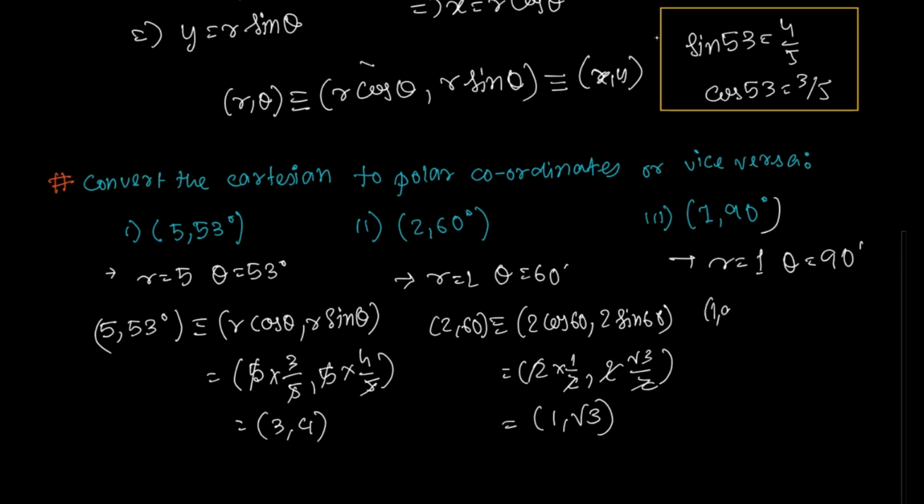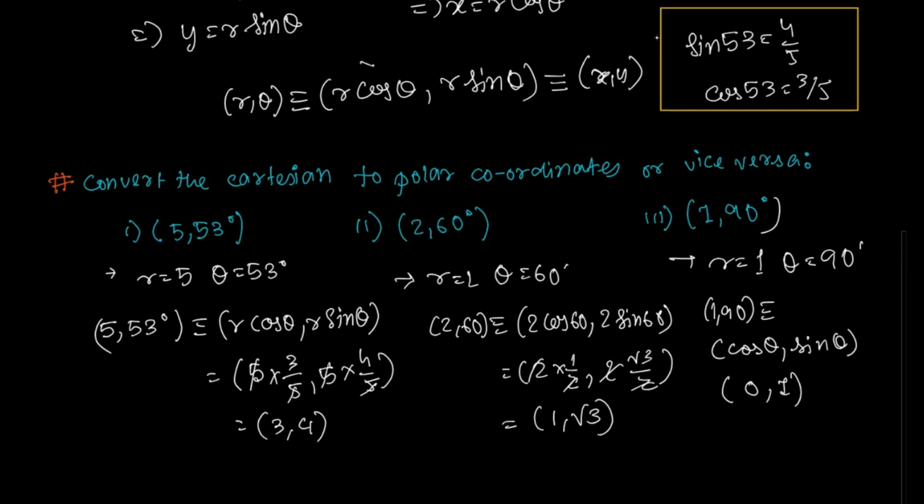So 1 comma 90, I'm writing it now again. Actually, no need to write 1. It should be cos theta comma sin theta. What is the value of sin 90? Cos 90 values as what? 0. And sin 90 values as 1. So 0 comma 1. Yes? Perfect? Alright.